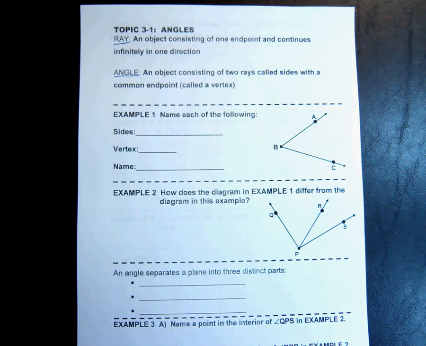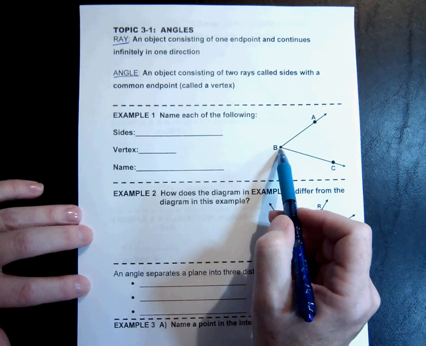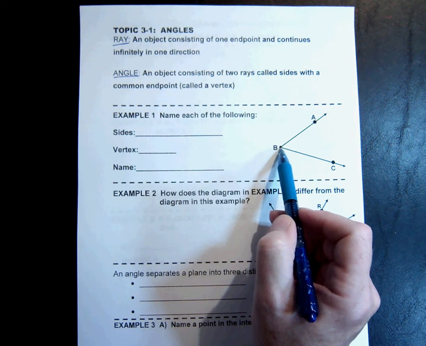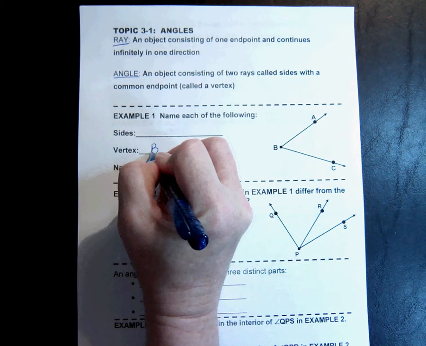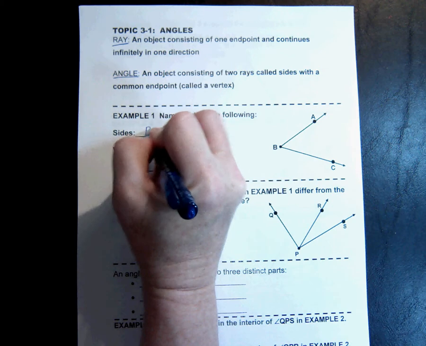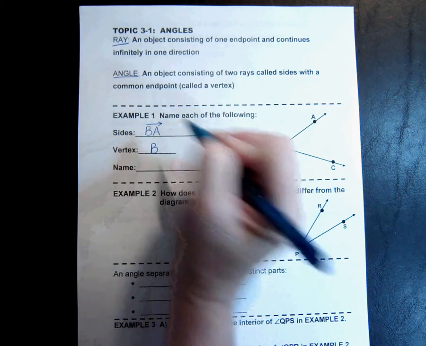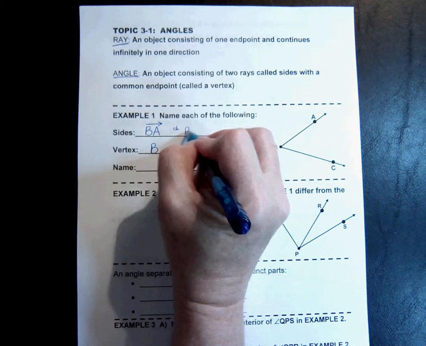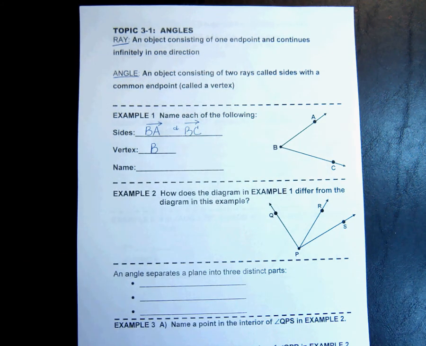For the first example, name each of the following. Sides. Well, notice how this is where we start. So you have to start by a name. You would have to start with the vertex, which we actually answered already. So your vertex is B. So your sides would have to start with BA, showing it as a ray, and BC. Always naming the vertex first.